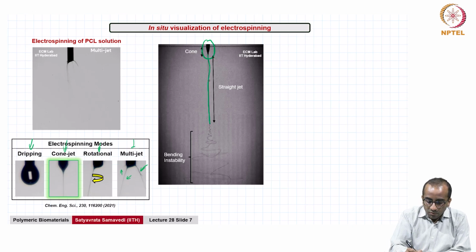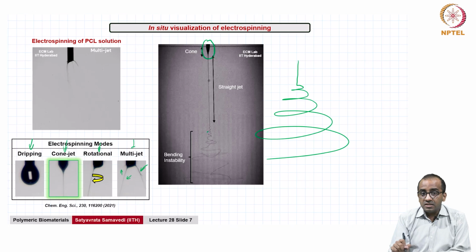Thereafter what happens is the radial stresses here start to dominate. So, the jet doesn't want to now proceed in the axial direction, but now because the radial stresses start to dominate, the jet starts to do this. And this region is called the whipping or the bending region.